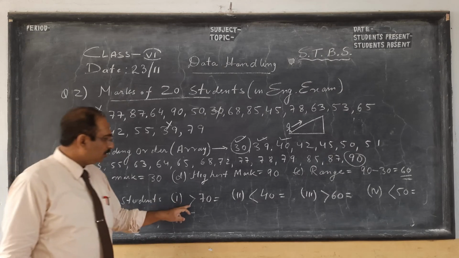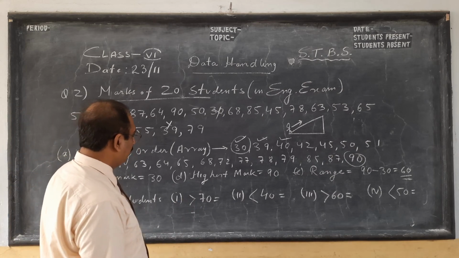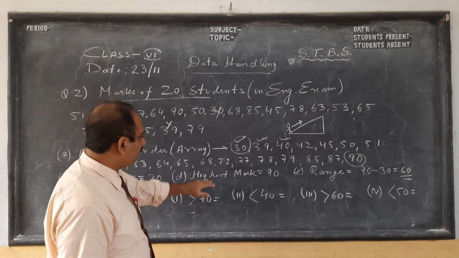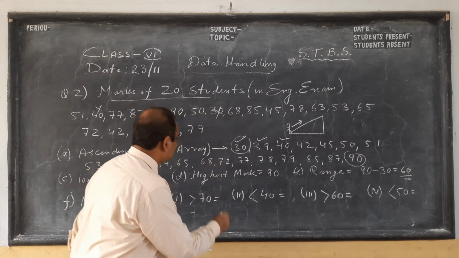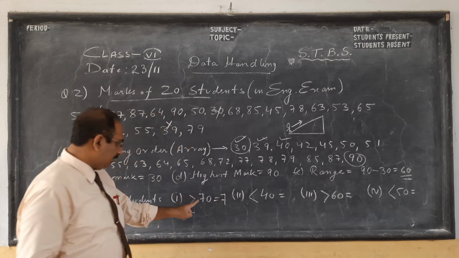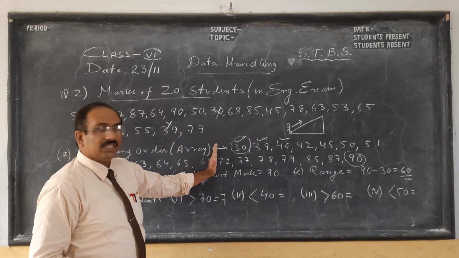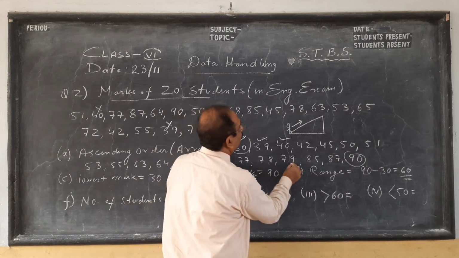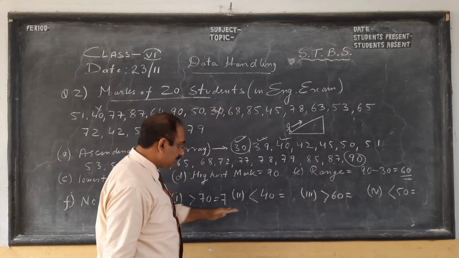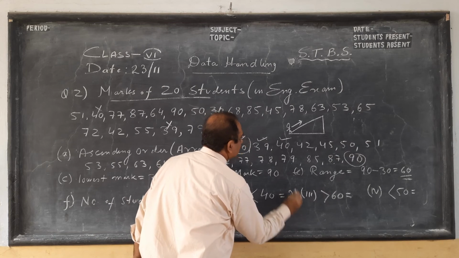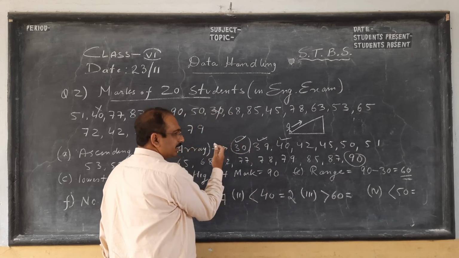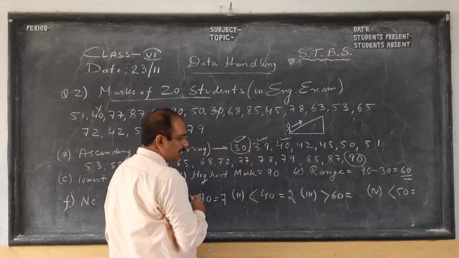Number of students who got more than 70. So this means more than 70. You come here. 1, 2, 3, 4, 5, 6, 7. 7 students got more than 70. Next is less than 40. 2 students I could see. Less than 40 means left side. More means right side. 30, 39.